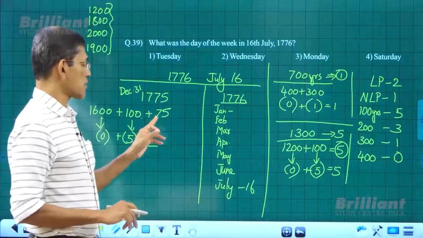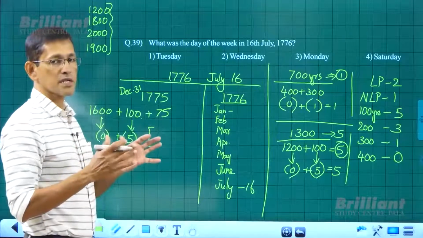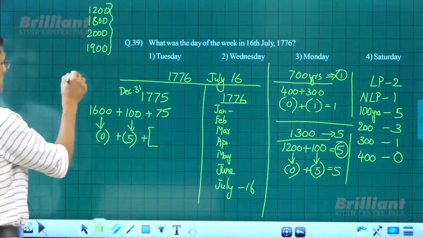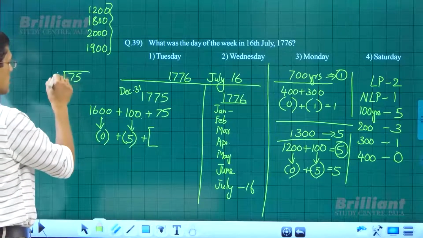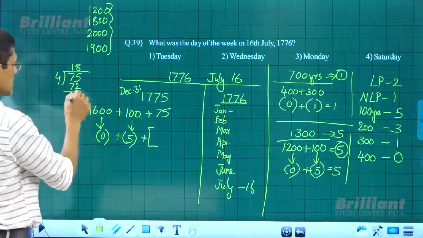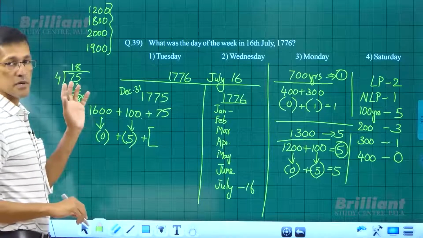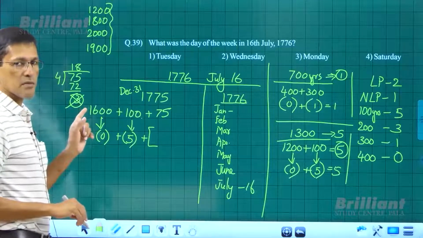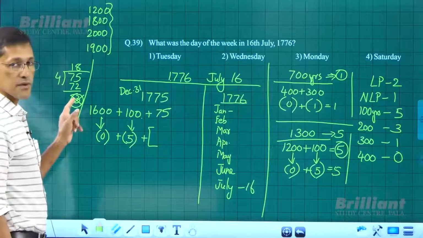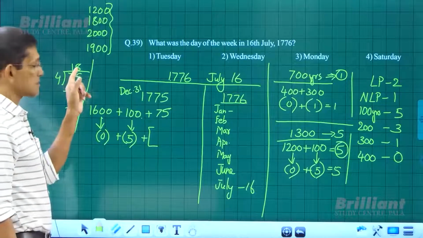In order to find the number of leap years in 75, every 4th year is a leap year. So if you divide 75 by 4, the quotient you get is 18. 18 into 4 is 72, and the remainder is 3. In this case we are not really taking the remainder. If you divide a number by 7, we take the remainder in order to find the number of odd days. Here our purpose is not to find the odd days or the remainder. We need to find how many leap years there are in 75 years.